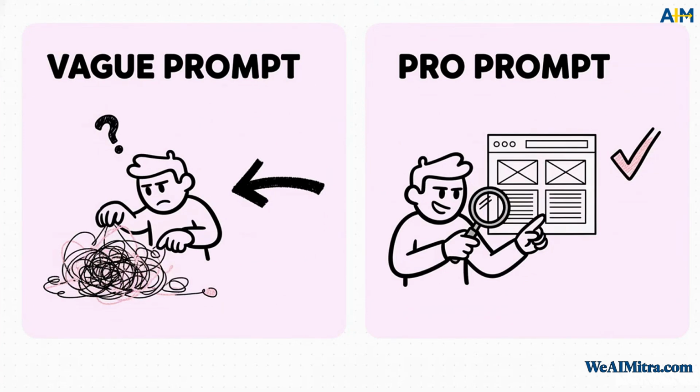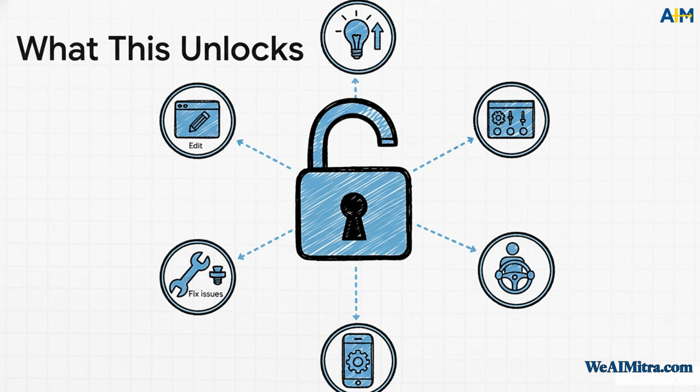And this is the payoff. You go from a vague prompt like, make me a portfolio and just hoping for the best, to a precise, pro-level command. In this code, change the HTML heading to say my work. And in the CSS, make the button color red. Now that is the difference between being dependent and being in control. It's night and day. So what does this actually unlock for you? Well, pretty much everything.